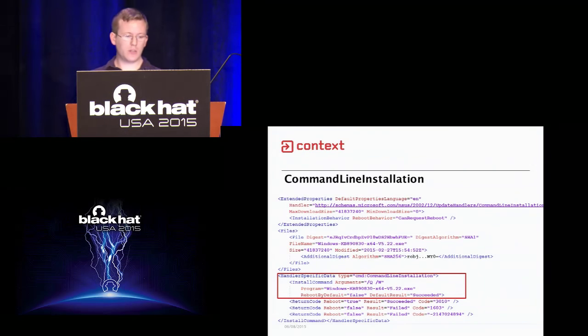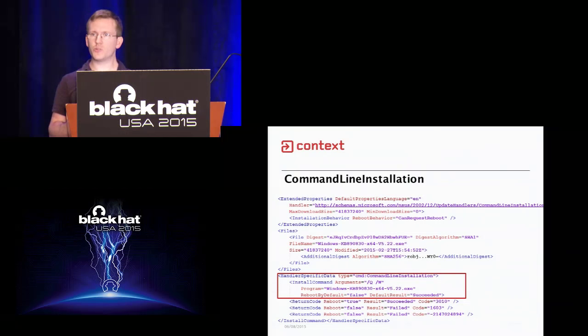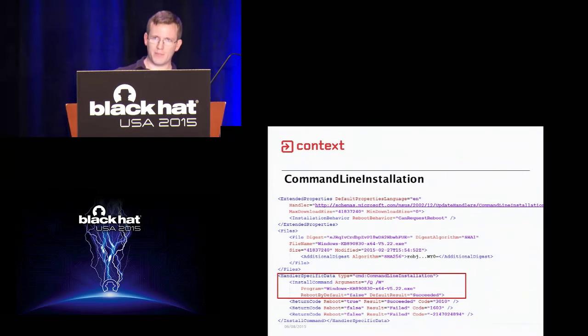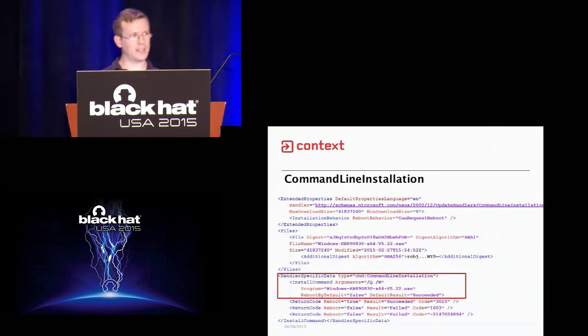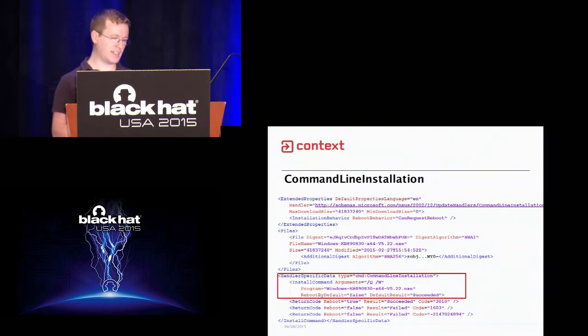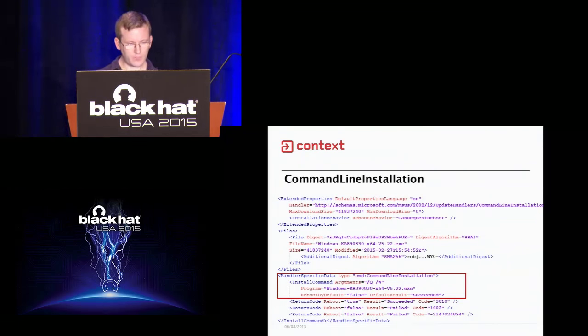So this is the XML that's used for command line installation. This example is taken from the malicious software removal tool, which is the thing you see every now and then on Windows Update. Essentially, a command line installation is just a single exe that gets downloaded, it gets run once, and that's it.